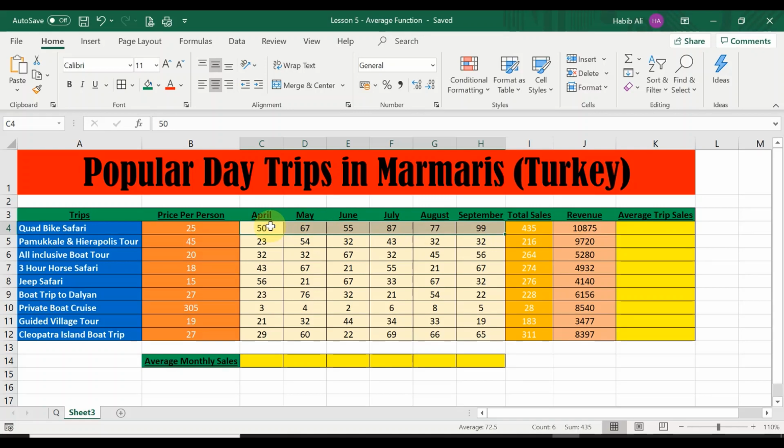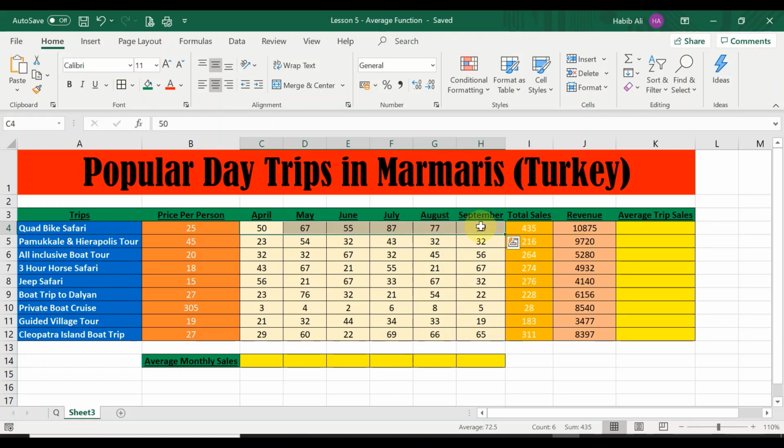So for example, in the mathematical world, generally what we do to work out the average is we will add up all these numbers. So we will do 50 plus 67 plus 55 plus 87 plus 77 and plus 99, and then divide by the number of values in question. So for example, in this example we have 6 numbers, so we will add them all up and then divide by 6, and by doing that we will get the average figure or the mean value of this range. So this is what average means.